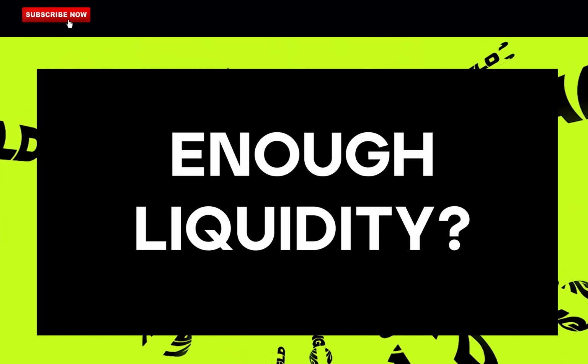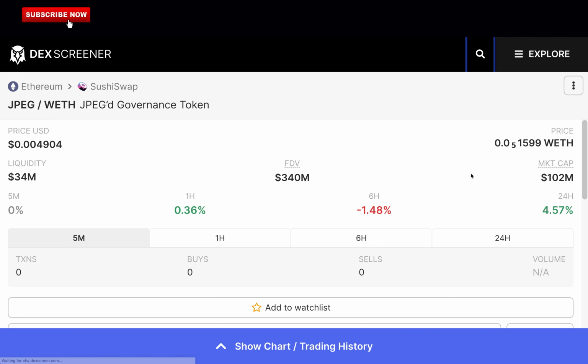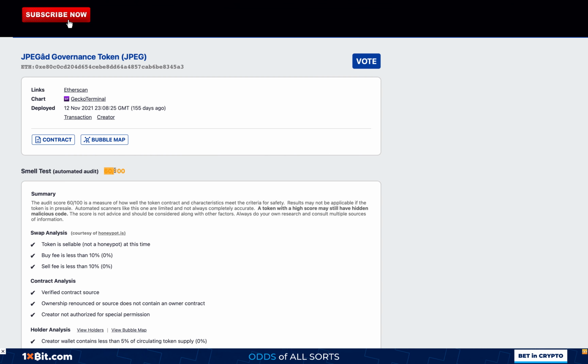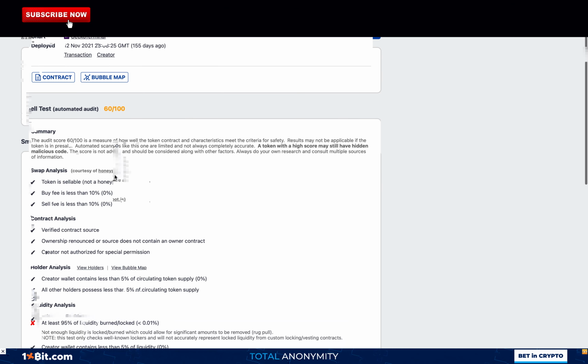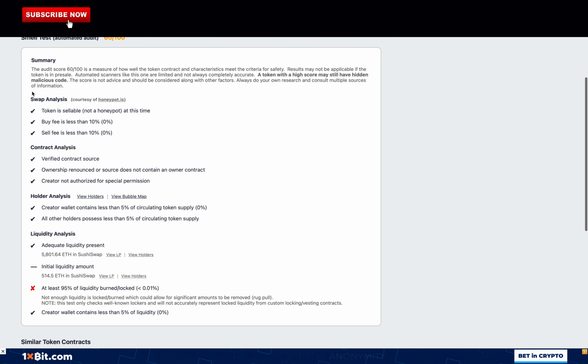Is there enough liquidity? Meaning, is it easy to buy or sell your tokens? You can find this information on DEX Screener. They have over $34 million in liquidity, so all is good, I get a full point. The code analysis. Token Sniffer automated audit rates the code 60 out of 100, which is really good. The swap, the contract, and the holder analysis are looking amazing. One issue in the liquidity: not enough liquidity is locked or burned, which could allow for significant amounts to be removed. A rug pull risk, however, this does not check custom vesting or locking contracts. Only one issue found. Overall, I'm impressed, I get a full point.